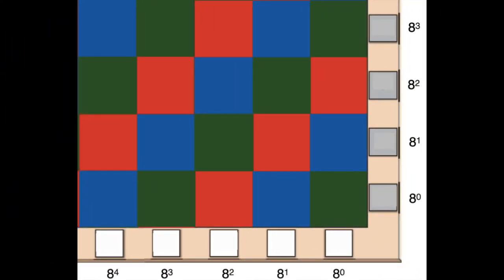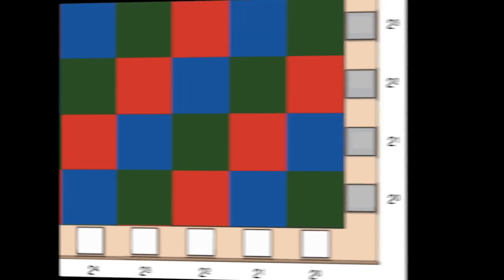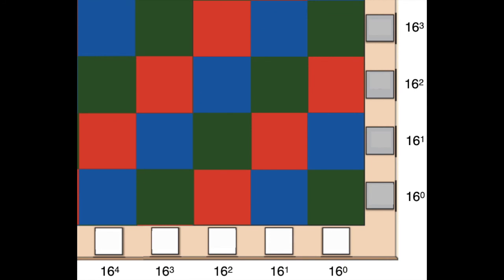Ultimately, it doesn't matter what base we use. If we did base 8, we would group things in groups of 8. If we did binary, which is base 2, we would group things in 2s. And if we did something in hexadecimal, or base 16, we would group things in 16s.